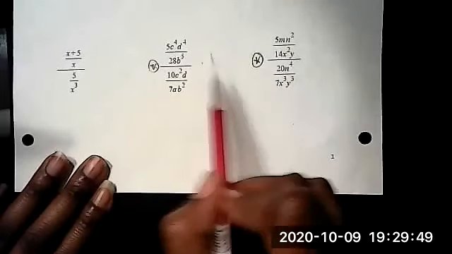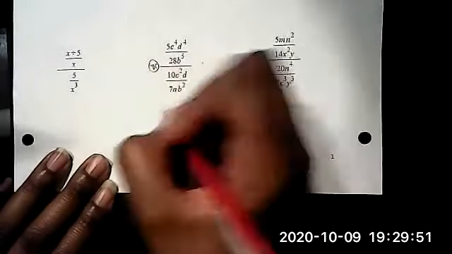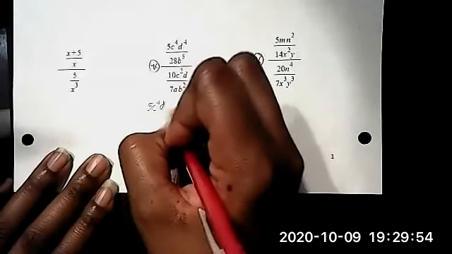Okay. So this is the same situation that we just dealt with. So we have 5c to the fourth, b to the fourth.